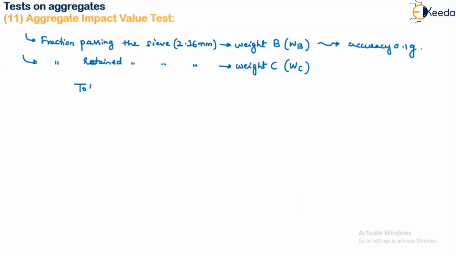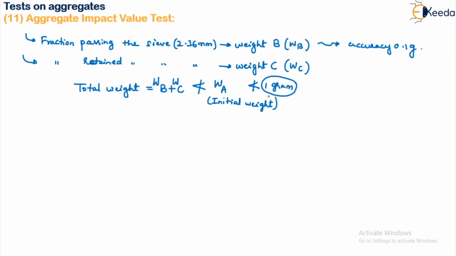Now what will be the total weight? Obviously the total weight will be weight of B plus weight of C, that is WB plus WC. Generally this will be less than your initial weight, which is nothing but WA. But this difference should not be more than 1 gram. If there is a difference of more than 1 gram, then you might have lost some of your aggregates while doing the test somewhere else. So you have to discard the entire test and come up with a fresh test.